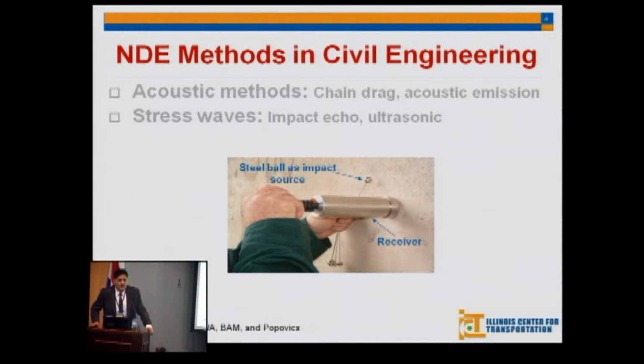A good example for that is impact echo. This is a simple technique where you are using a ball, and you hit it on the structure, and the wave will go through the structure. You have a receiver, you pick up that wave, and then you take it from the time domain to the frequency domain, and you can measure thickness or you can detect the defects in the system itself.